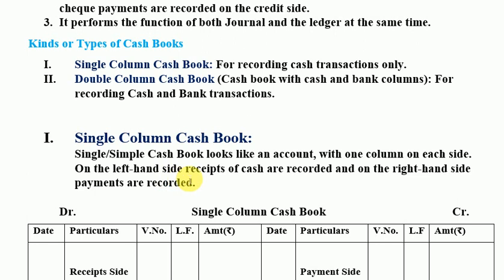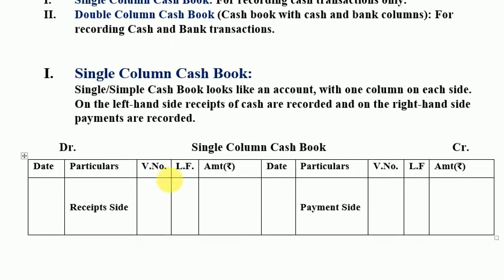On the left hand side receipts of cash are recorded, and on the right hand side payments are recorded. So on the left hand side all cash receipts will be recorded in this debit side, and whatever payments are incurred in an organization, all these cash payments will be recorded on the credit side or right hand side of the cash book. Got it? So you can see the specimen of the single column cash book.